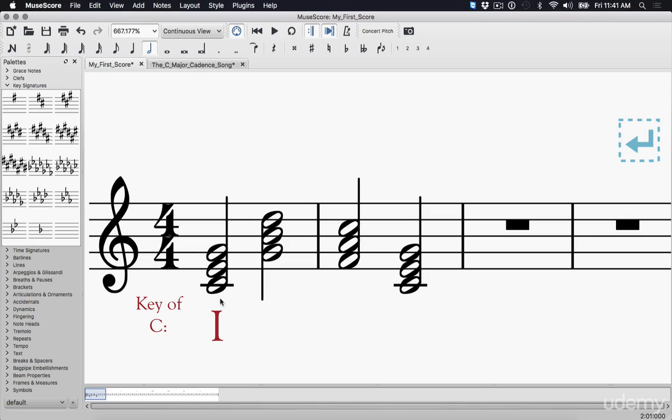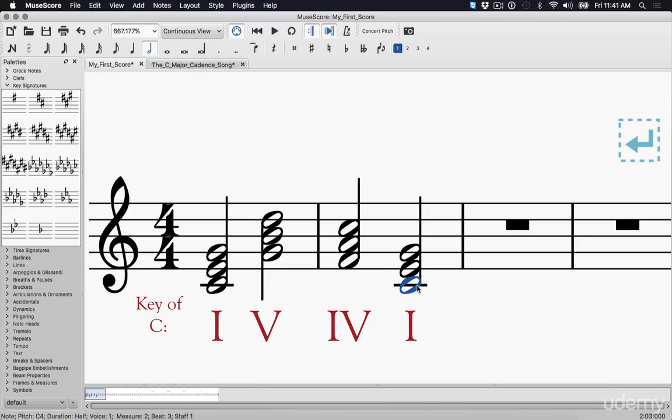So what we're going to see here is a capital 1 because this is the 1 chord. This is the 5 chord because it's built on the 5th scale degree of G and it's major. So this is a 5 chord. This one is a 4 chord because it's built on the 4th scale degree and it is also major. And this is again going to be a 1 chord. Okay? Let's add some minor chords in here.